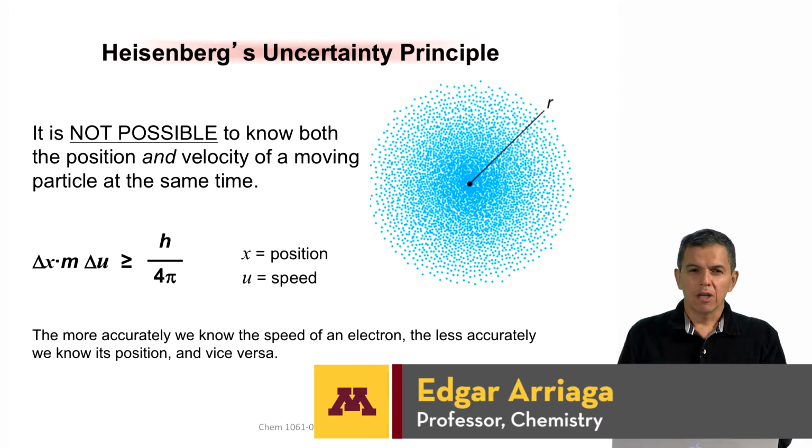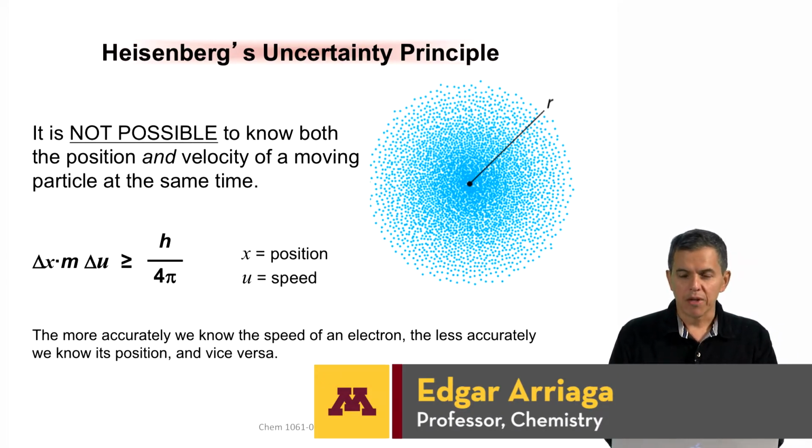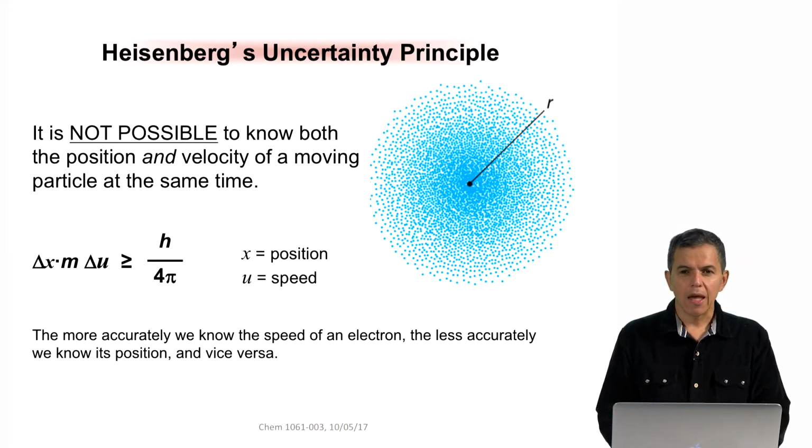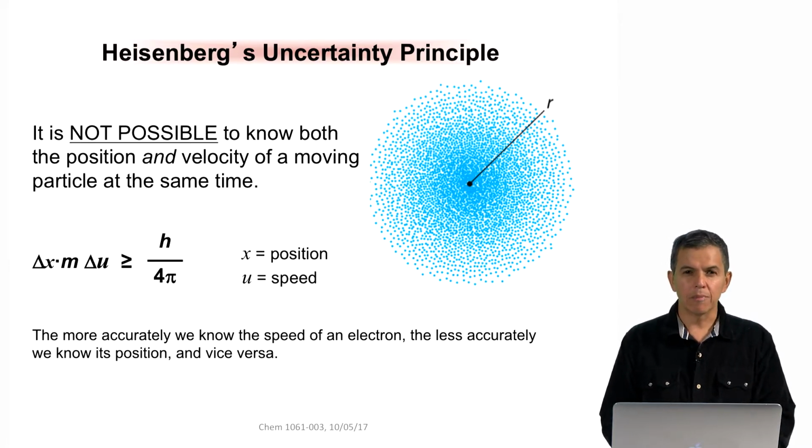We are going to be talking about Heisenberg's uncertainty principle. This concept refers to the fact that it's not possible to know both the position and the velocity of a moving particle at the same time. How does that relate to the chemistry material that we have been talking about in class?